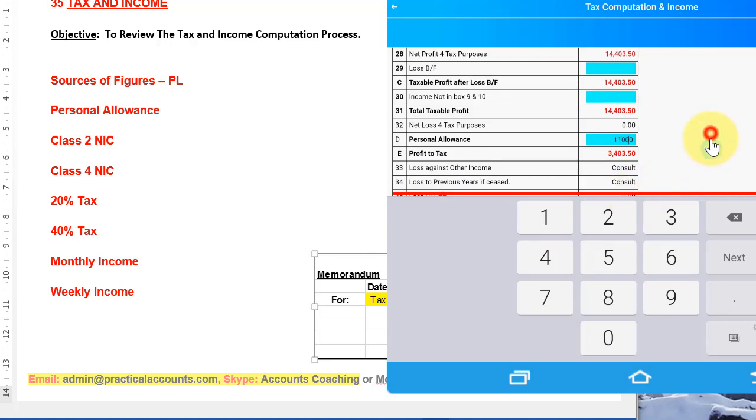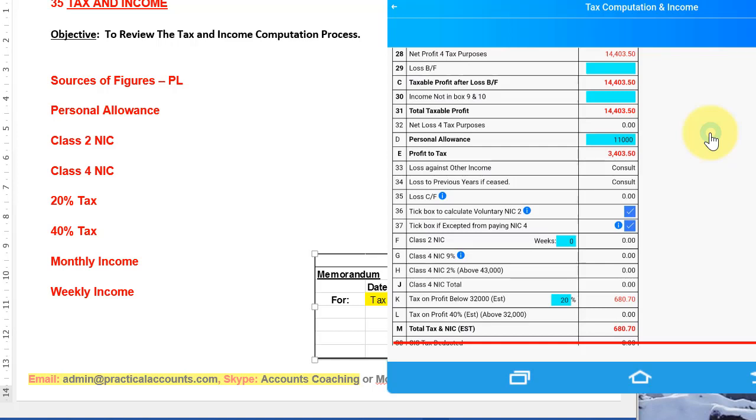So we are saying that in case of a personal allowance of 11,000 as of 2016, then the profit to tax is only 3403. So that means that 11,000 is supposed to be tax-free. These are the boxes, a little bit complicated. We shall ignore them.